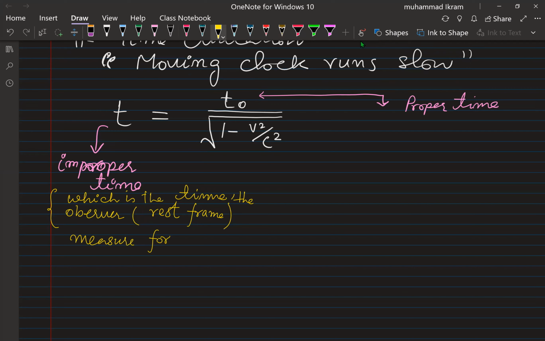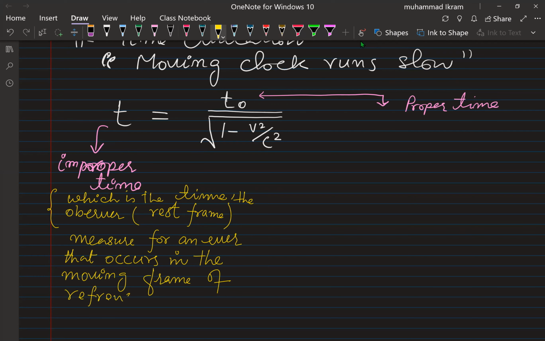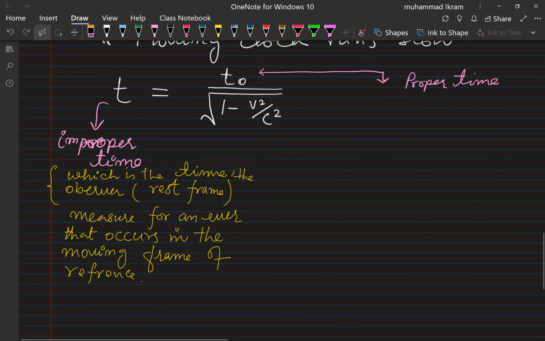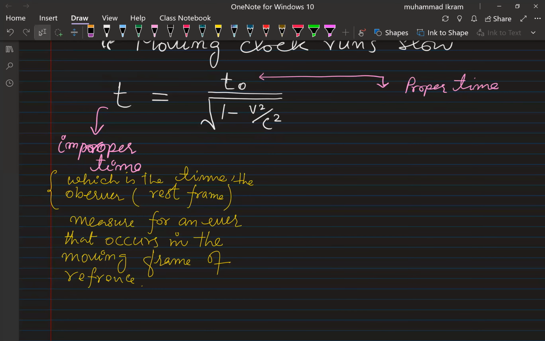measures for an event that occurs in the moving frame of reference. The observer in the rest frame measures an event which occurs in the moving frame of reference.